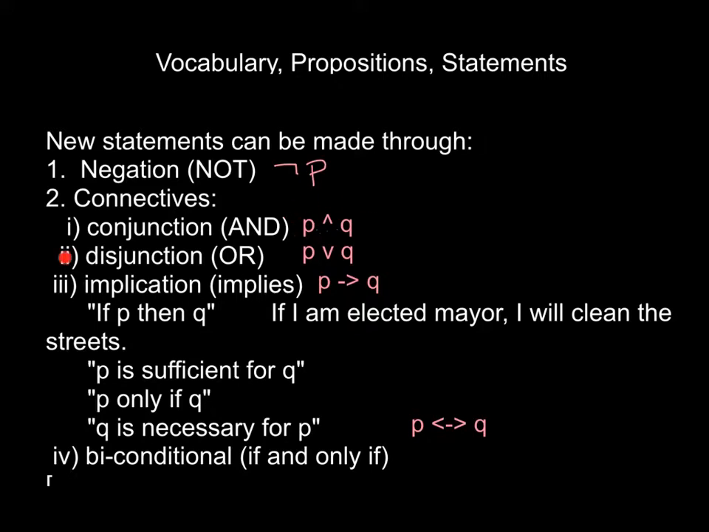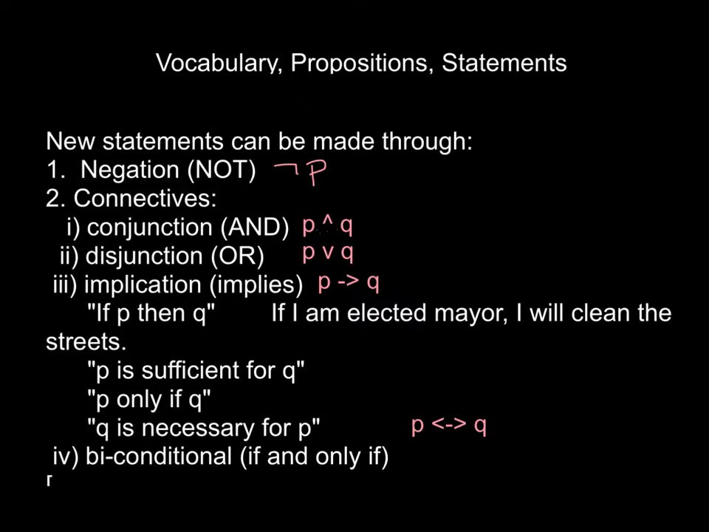Next we have disjunction, which is the or, P or Q. And implication, or implies, P implies Q. P implies Q also has a couple of other interpretations. You can also interpret it as if P then Q. In our example where P is I am elected mayor and Q is I will clean the streets, if P then Q would be interpreted as if I am elected mayor, I will clean the streets.